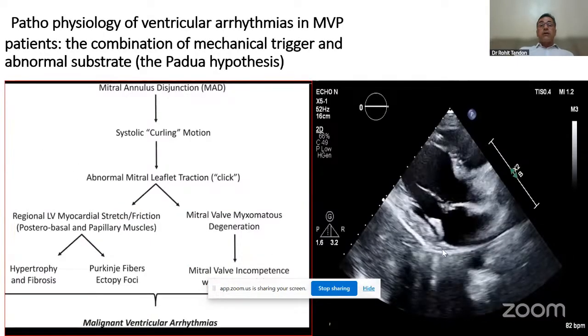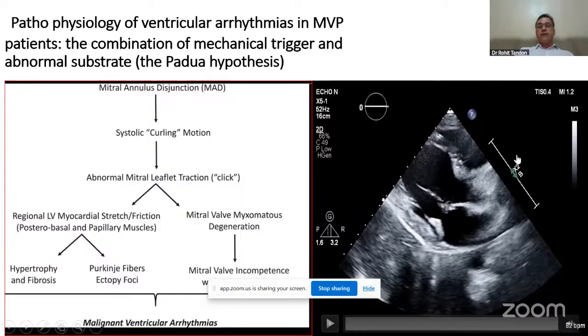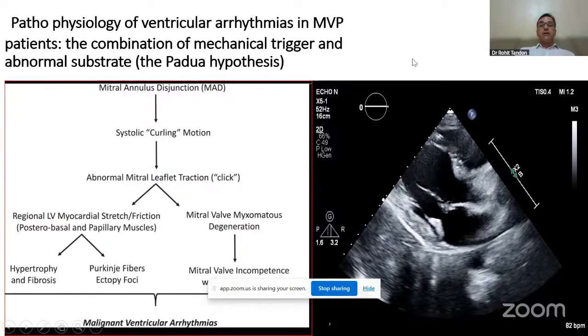Now the last few slides are on the arrhythmogenic mitral valve prolapse, or the risk of arrhythmia, which is not a new entity. It is now a very well-defined entity. In this, the pathophysiology is such that we can follow the Padua hypothesis. This was given by the researchers at Padua University: if the patient has mitral annular disjunction, which we will define in another slide, there is a curling motion of the mitral leaflets.